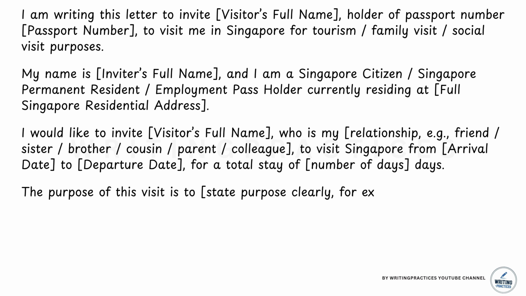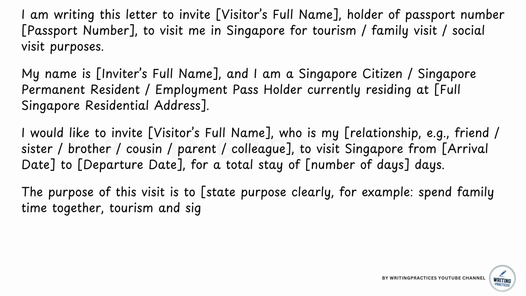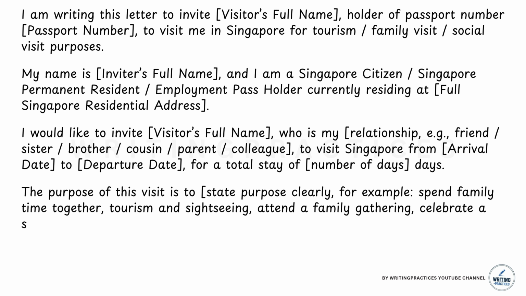Common acceptable reasons include tourism and sightseeing. Family visit. Attending a family gathering, celebrating a birthday or special occasion. Social visit. Example, the purpose of this visit is to spend family time together and visit major tourist attractions in Singapore. This explanation is important because immigration officers need to understand the visitor's intentions. A clear purpose reduces uncertainty and supports the legitimacy of the application.